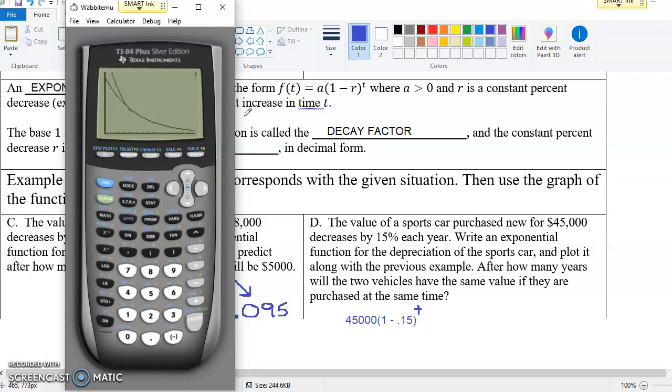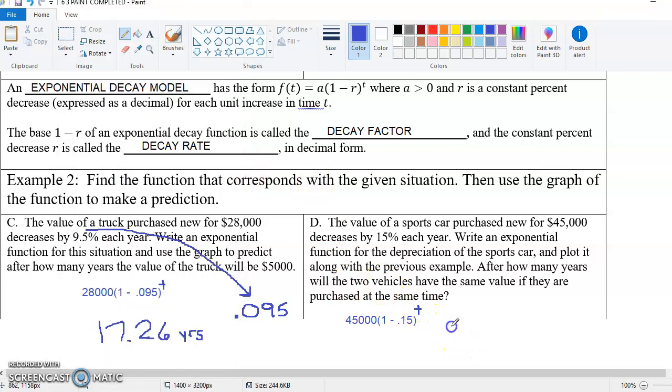Now the sports car was off the graph to begin with, but as you can see, when you depreciate faster, your value starts going down way, way faster. So we're going to calculate the intersection point right here. And it turns out they crossed after 7.57 years. There you go, 7.57 years.